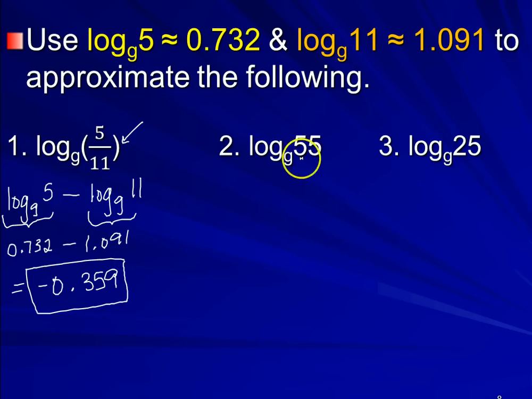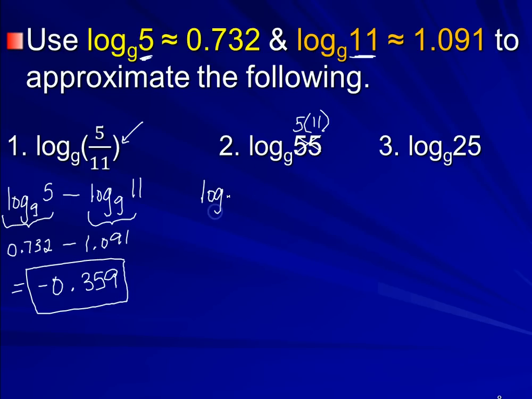So let's look at the next one. Log base g of 55. Well, they don't give us a 55. They give us 5 and 11. But use your head. How can I take this 55, I'm going to cross it out, and rewrite it as a 5 and or 11? Well, 55 is 5 times 11. That's your first job, figuring out how to change this into what you have. 55 is 5 times 11.